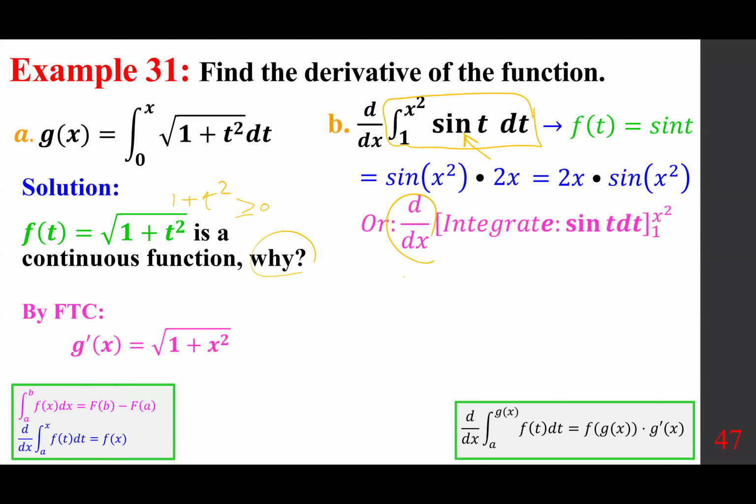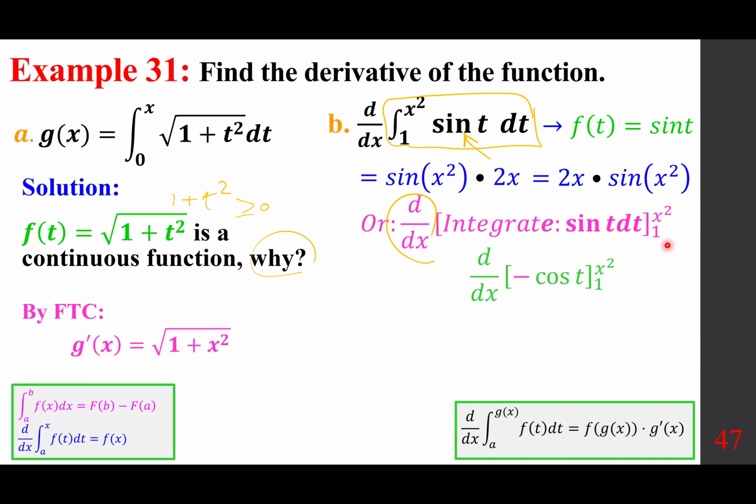So as you know, the integral of sine is negative cosine. So we're going to evaluate it from the lower limit 1 to x squared and then take a derivative. That's what this says. So we are integrating sine t dt, evaluating it from 1 to x squared. Then we take the derivative. That's what I'm saying here.